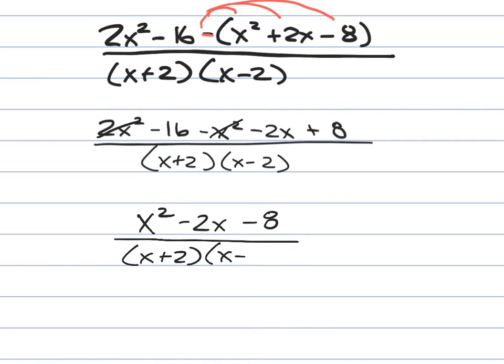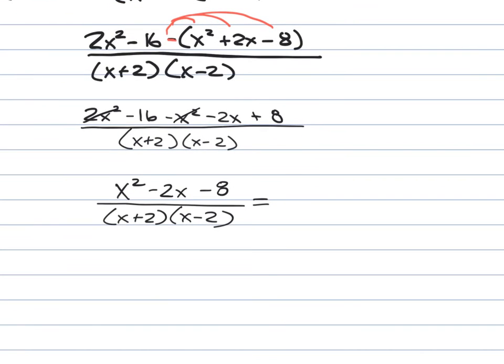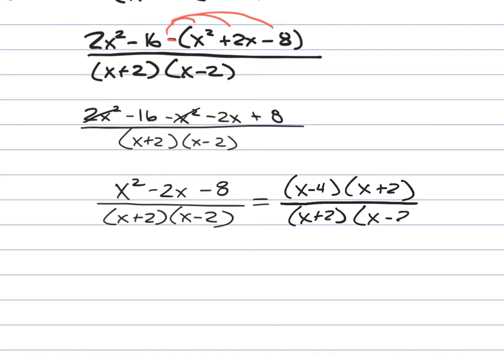Anything else we want to check before we wrap this up? Factoring the top. Yeah, maybe the top factors. So we have to think to ourselves, are there two numbers that multiply to give me negative 8 that will add to give me negative 2? Okay, so we've got x minus 4 and x plus 2 over x plus 2, x minus 2. Anything canceling? Leaving us only x minus 4 over x minus 2.